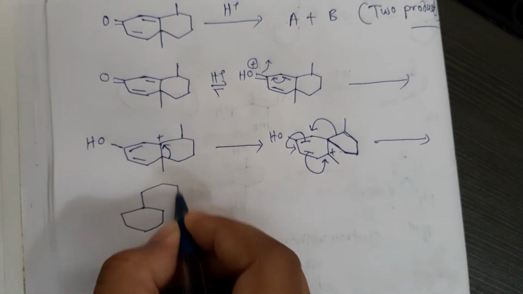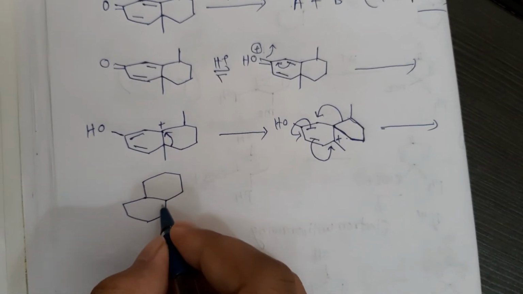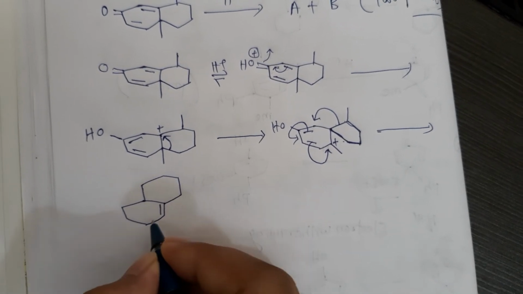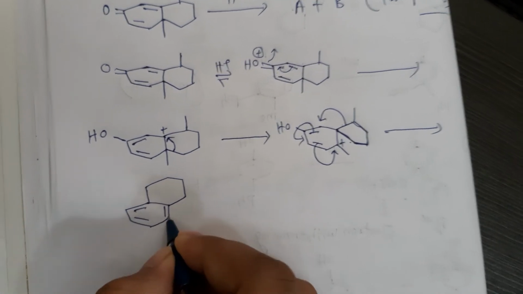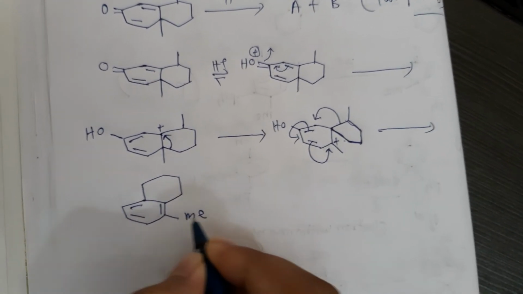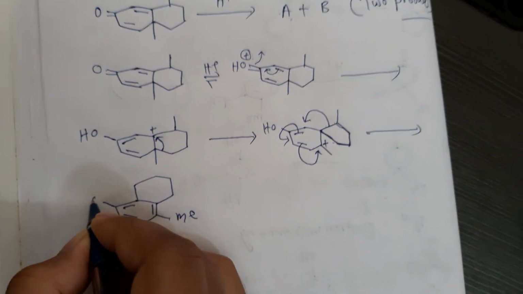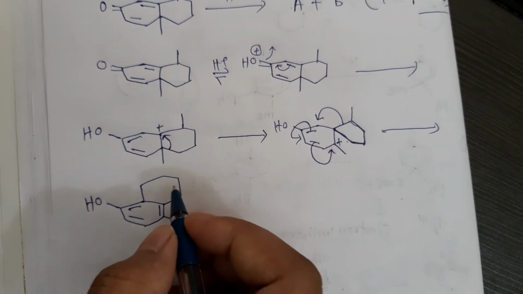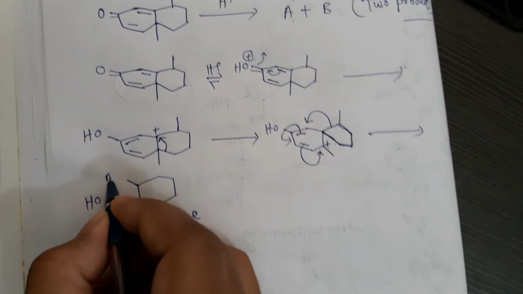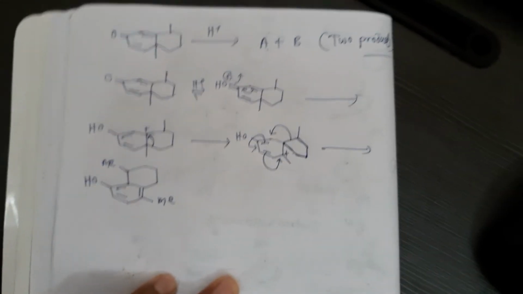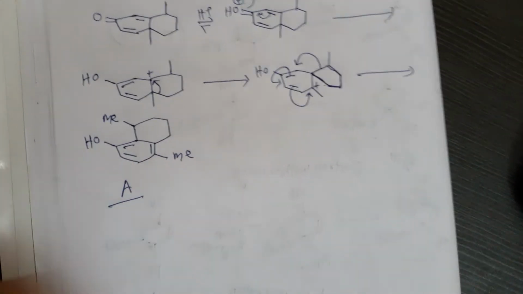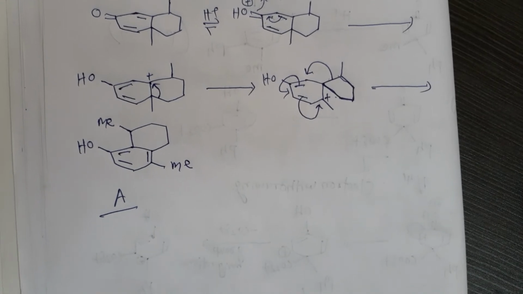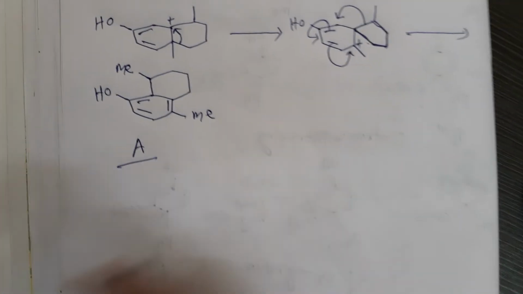So here double bond, this double bond, here one methyl group, here an OH group, and here a methyl group. This is one product. Let's see what the other product is. Suppose this is A.